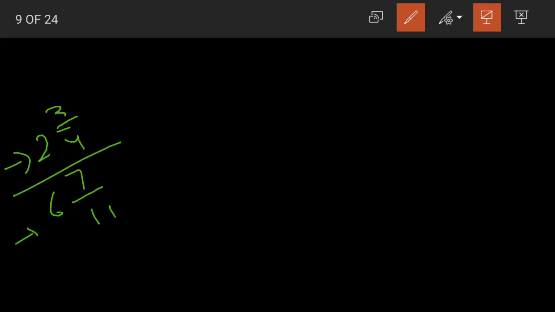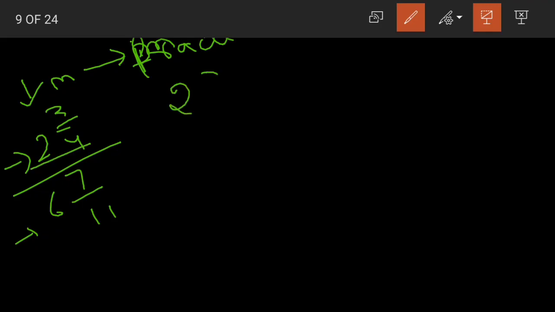Now what will our first step be? Our first step will be to convert these mixed numbers into improper fractions. Just convert these mixed numbers into fractions. Now what is the numerator here? 2 3 by 4. How do we convert a mixed number into a fraction, students?